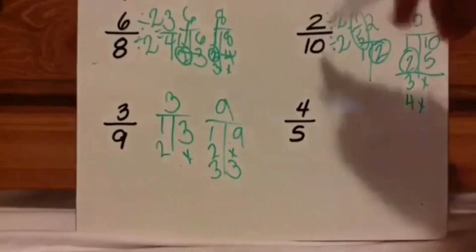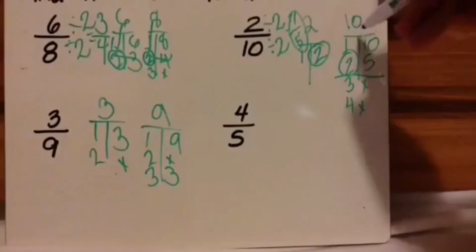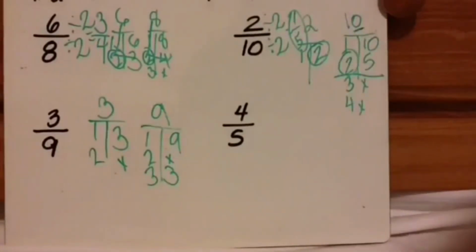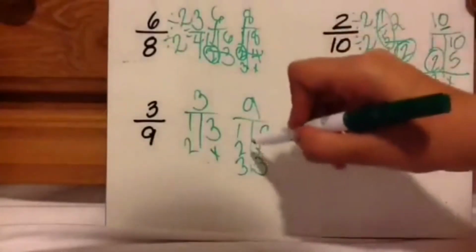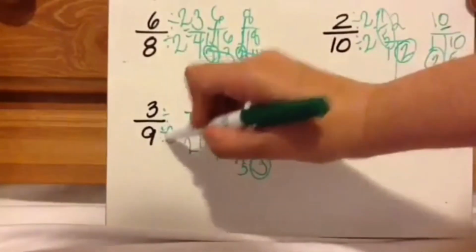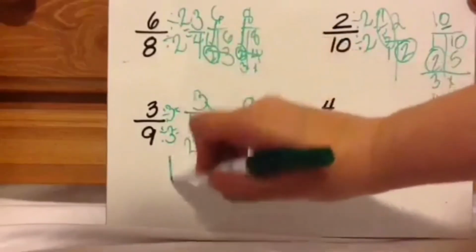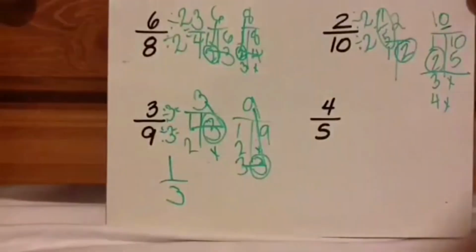Like with tens, factors of 10, you want to see if numbers that end in 0 and 5 try to go into 10. Okay, so back to 3/9. So I'm looking here. 3 is my greatest common factor, divided by 3. 3 divided by 3 is 1. 9 divided by 3 is 3, so 1/3.